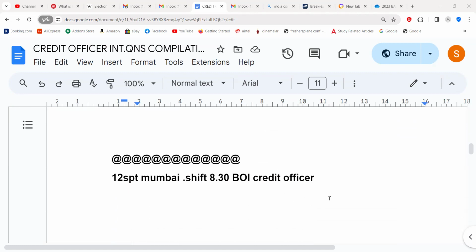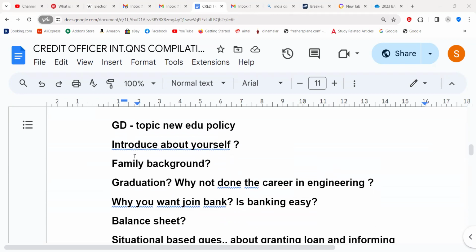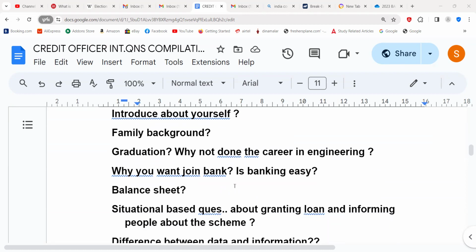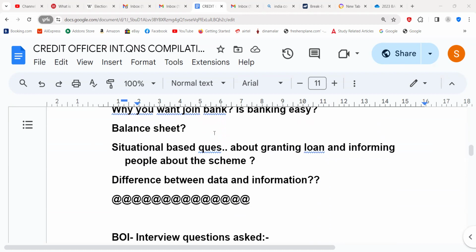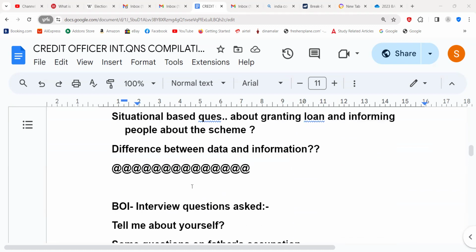Here, I am getting it: Bank of India credit officer. The GD topic was the new education policy. Introduce yourself, family background, graduation, why you did not pursue a career in engineering, why you want to join the bank, is banking easy, then balance sheet, situation about granting a loan and informing people about the scheme, difference between data and information. Maybe this is a computer candidate.